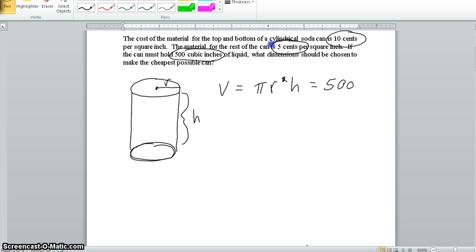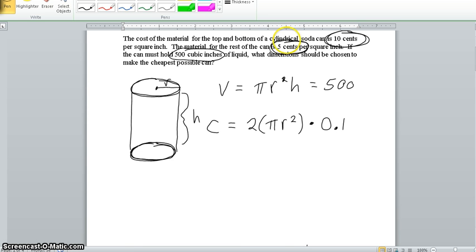Okay, and we need to use this 5 cents per square inch and 10 cents per square inch. So can we set up some equation that represents the cost? Well, let's start with the 10 cents per square inch. That's the cost of the material for the top of the can, which is a circle, and also for the bottom of the can, which is the same circle. So we've got two circles, both of area pi r squared, and we have 10 cents per square inch. So we want to multiply all of that area times 0.10, or just 0.1.